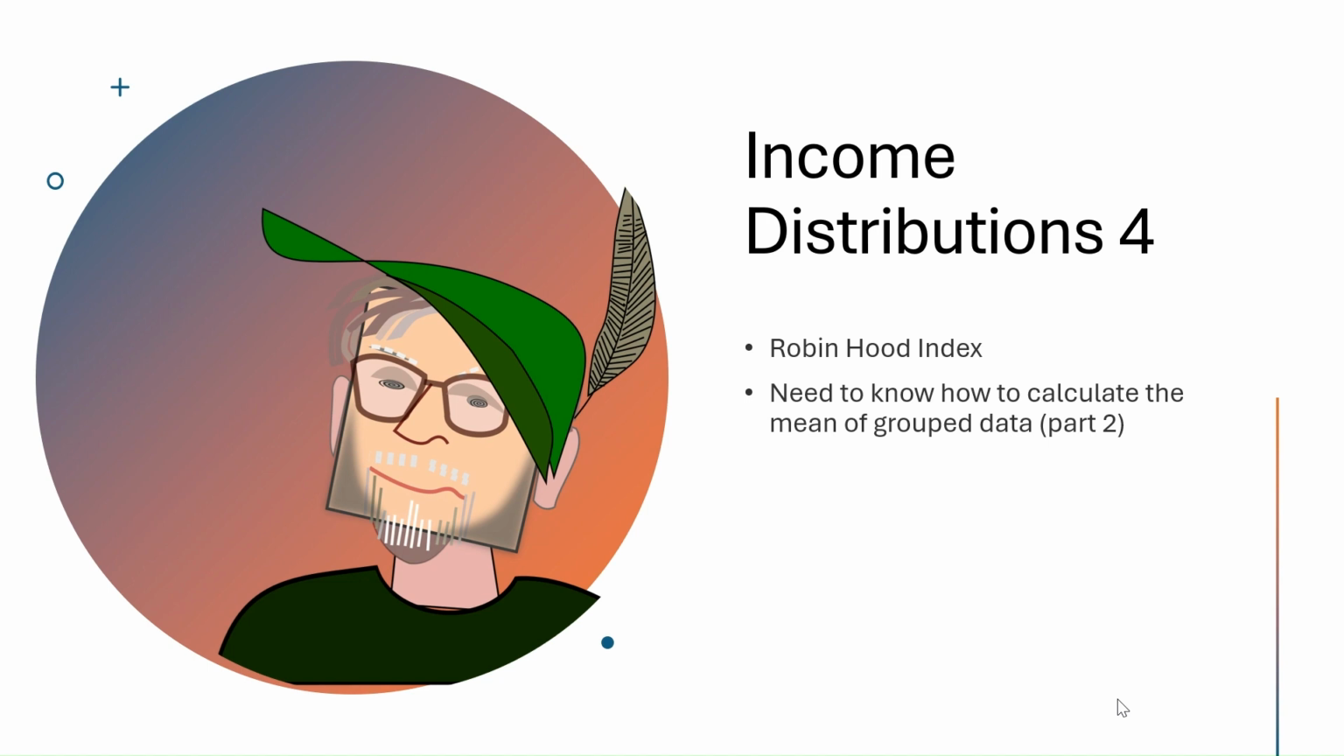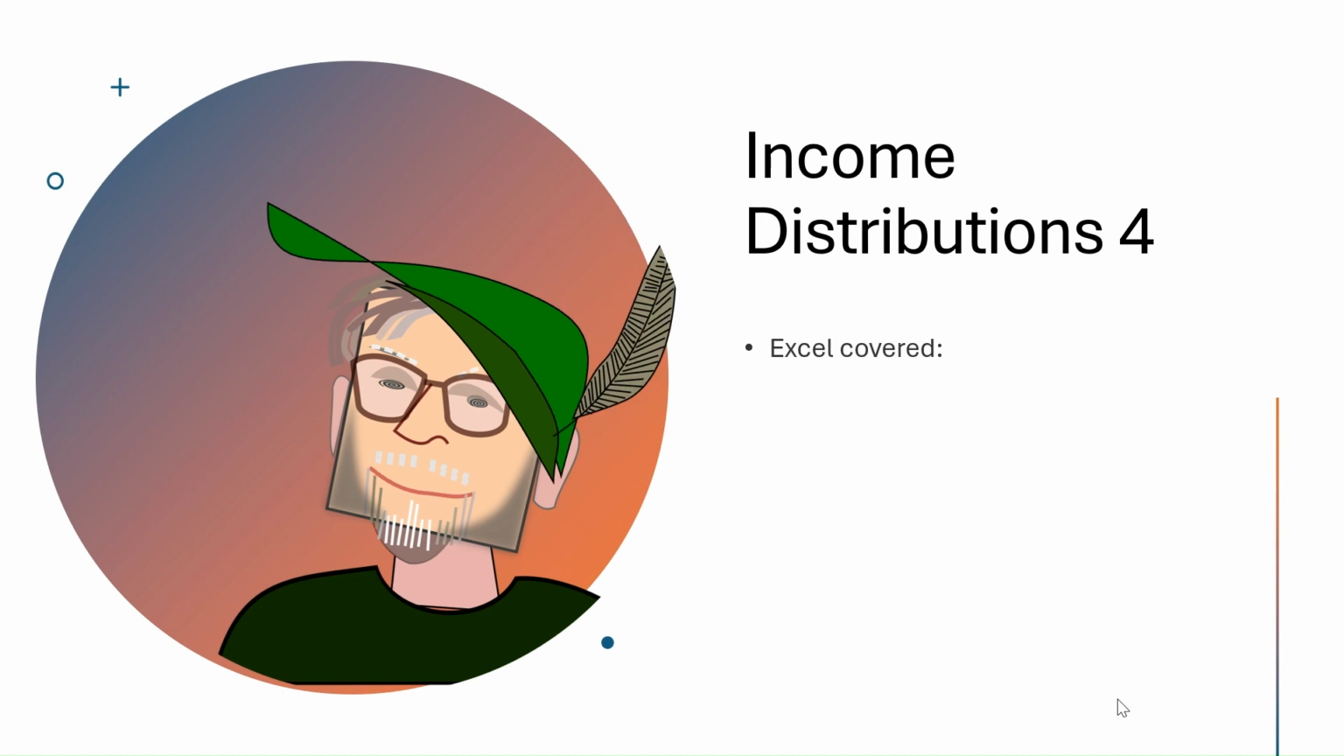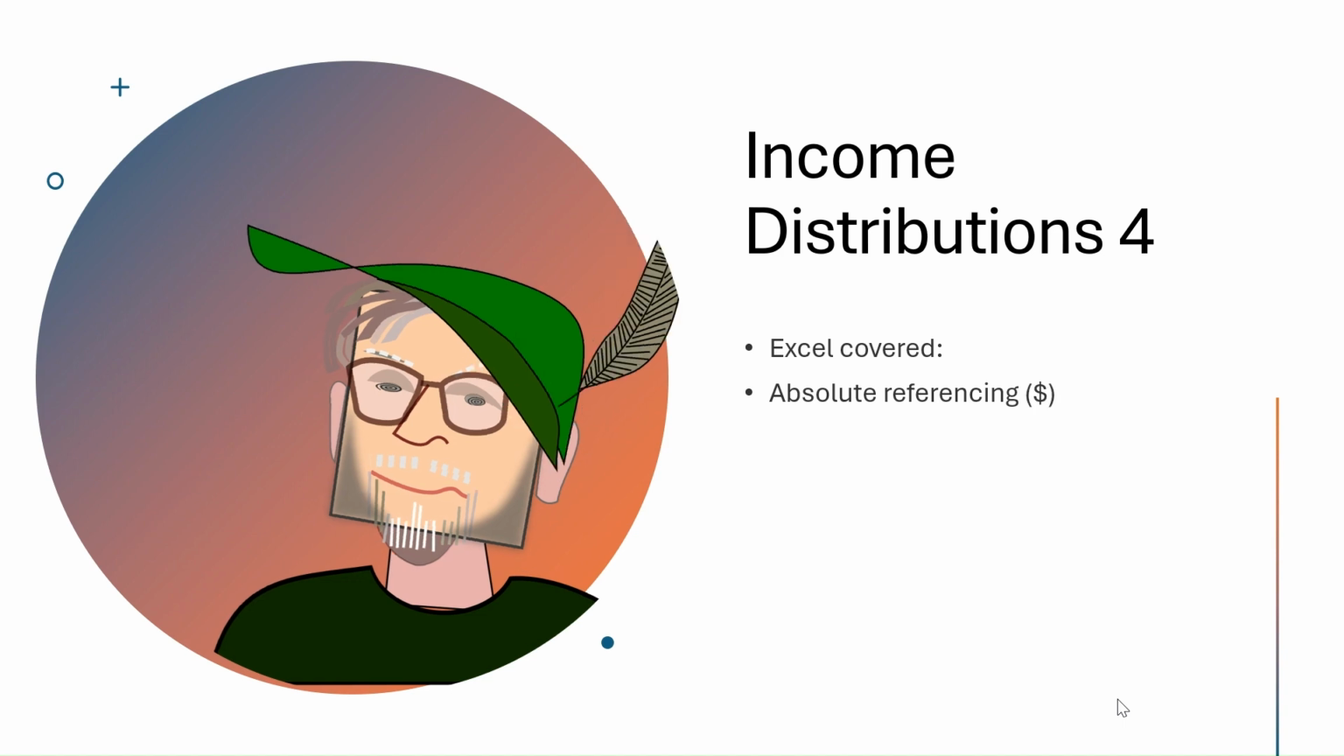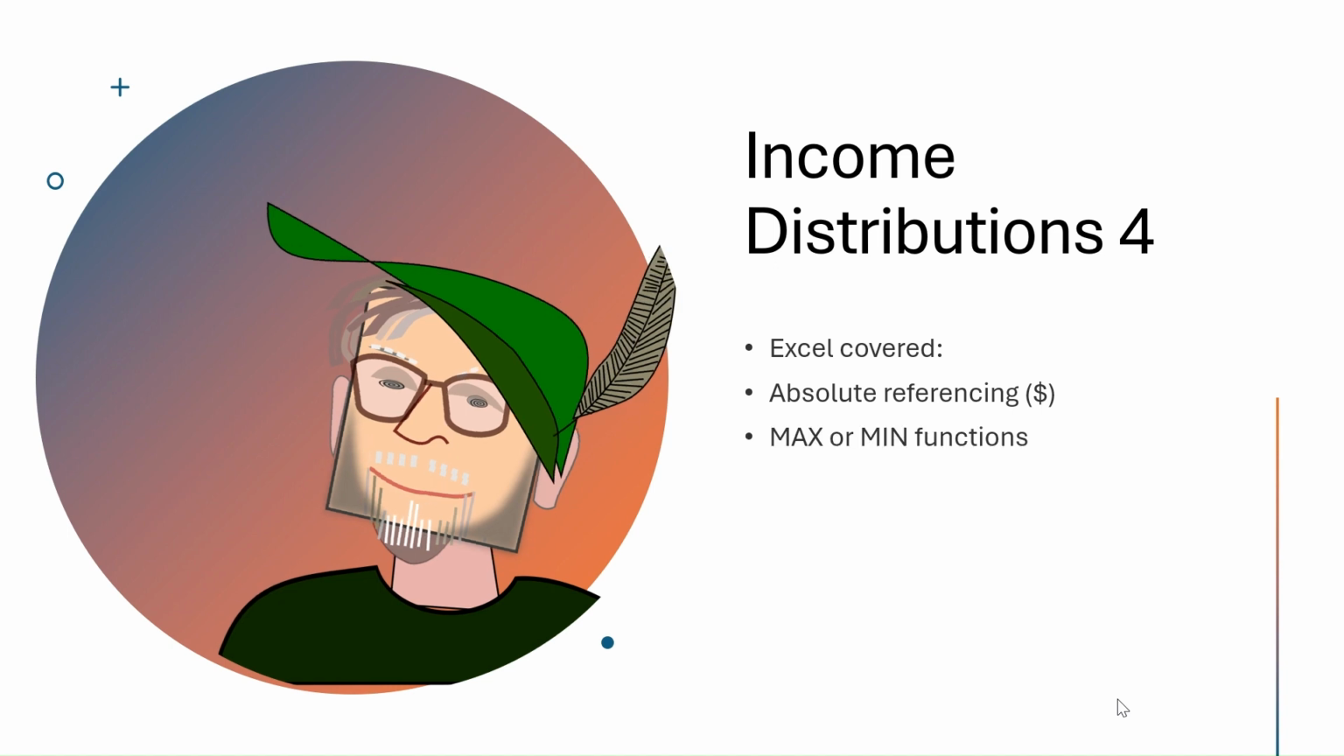For this part, what you need to know is how to calculate the mean of group data, and this is discussed in part 2 of the series. So please watch this if you don't know this. In terms of Excel, we will cover absolute referencing. This is indicated by the dollar sign in the formula. So we will discuss when a dollar sign is appropriate and when not, and the max and the min functions. All right, let's go into it.